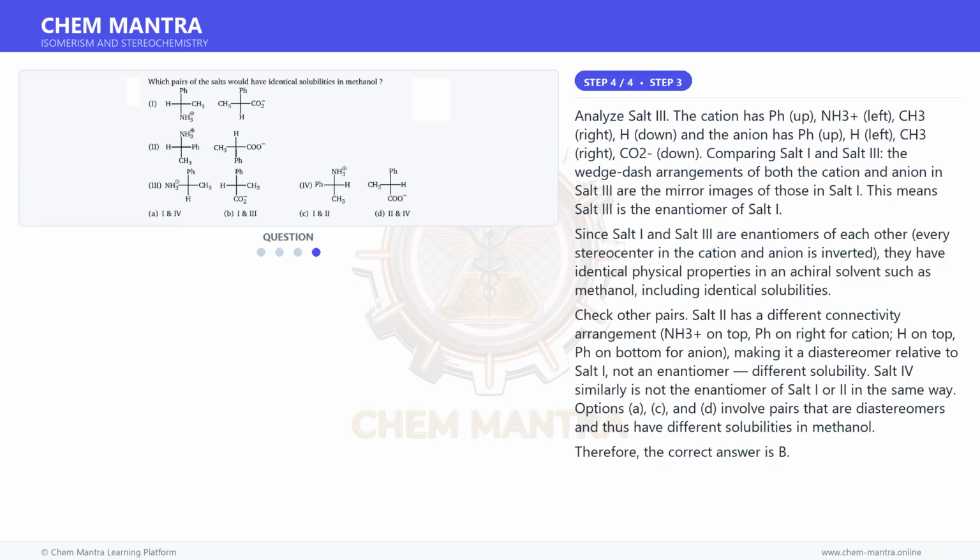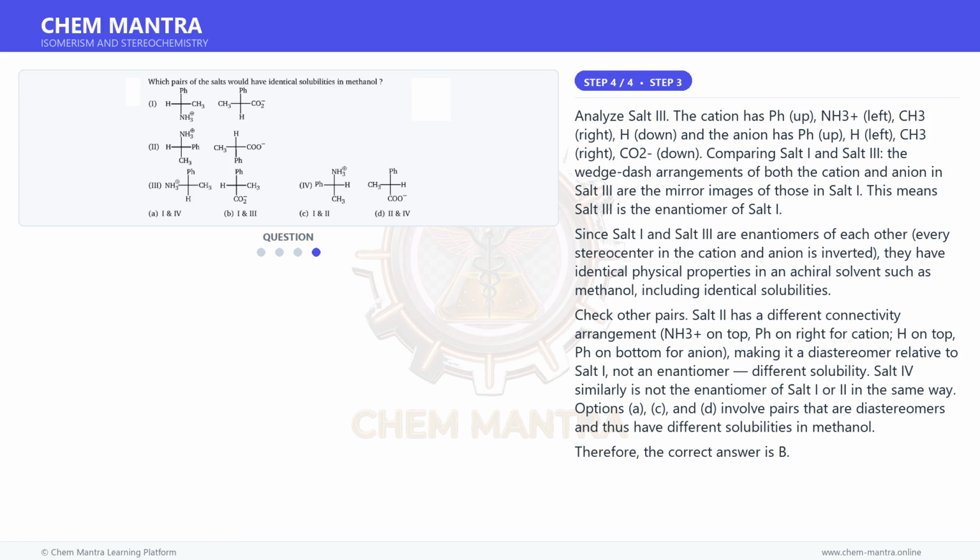And for the final step, analyze salt 3. The cation has Ph up, NH3+ left, CH3 right, H down, and the anion has Ph up, H left, CH3 right, CO2- down. Comparing salt 1 and salt 3, the wedge-dash arrangements of both the cation and anion in salt 3 are the mirror images of those in salt 1. This means salt 3 is the enantiomer of salt 1.